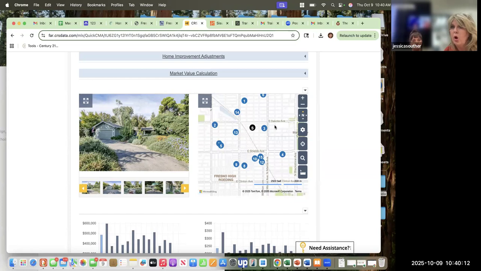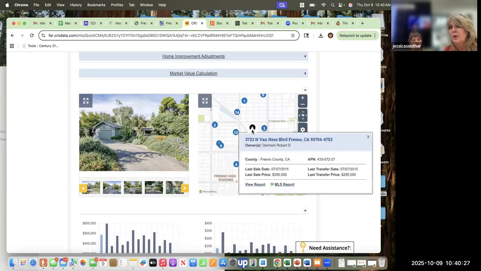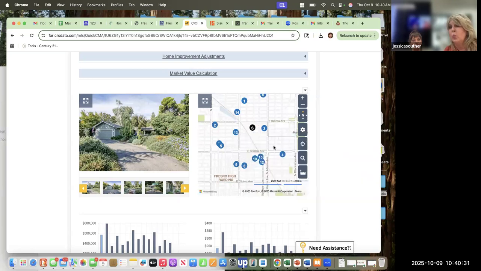So I always like to map it out. I take this to my clients at listing presentations and if they're purchasing a home. So this was a purchase. I have clients wanting to purchase this. So here's the subject, and Van Ness being very well known in our area and can vary from 3 million to 300,000.